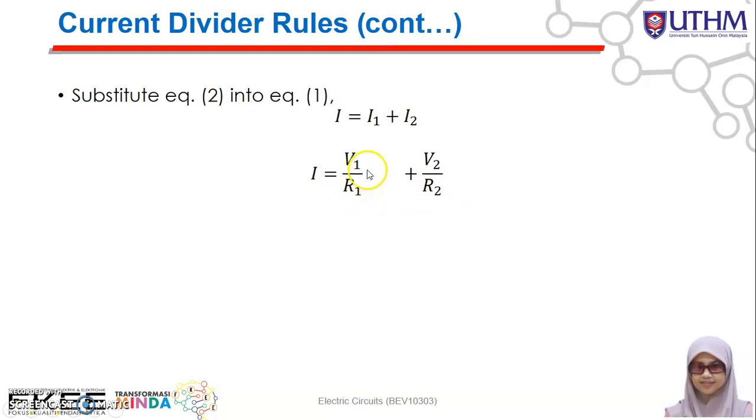So what can I do? I can multiply this term with R2 over R2 and this term with R1 over R1. So finally, I can have V1 R2 plus V2 R1 over R1 R2.